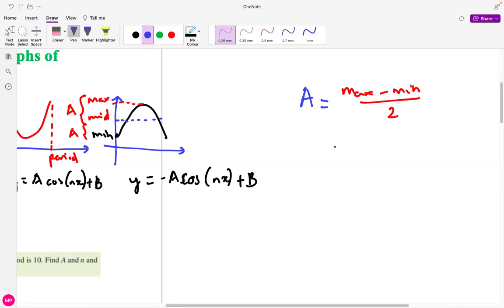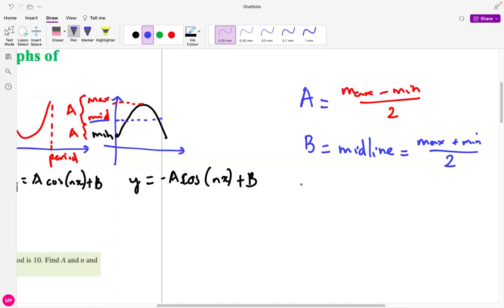All right. B is the translation up and down. So how do we find B? B is technically the middle point. Whatever the middle point here is, B is the midline. Or if they give you the maximum and the minimum, you can take the average to get the middle, which is maximum plus minimum divided by 2. Okay, that's how we get A and B.